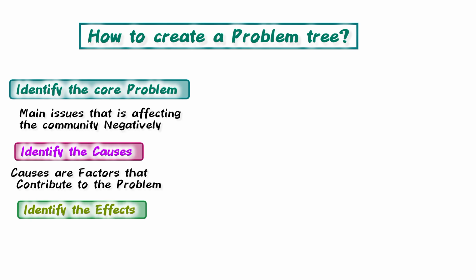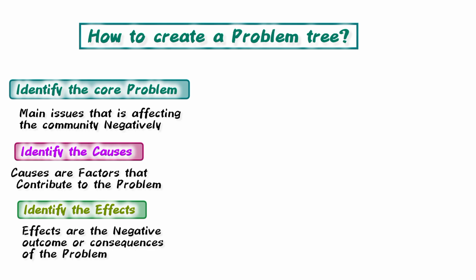Step 3, identify the effects. So ask yourself, what happens because of this problem? What are effects? So effects are the negative outcomes or consequences of the problem. For example, spread of diseases such as cholera, malaria, and diarrhea, contamination of water sources, or poor community image.